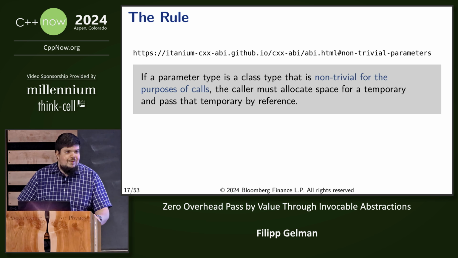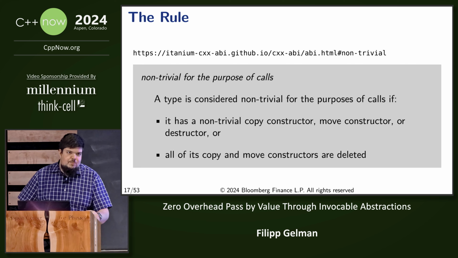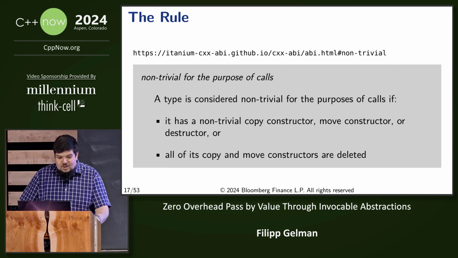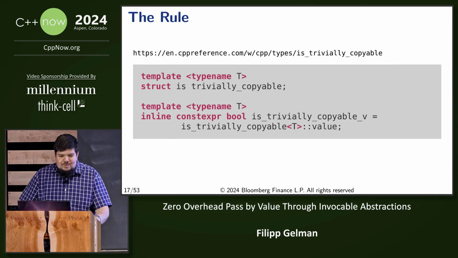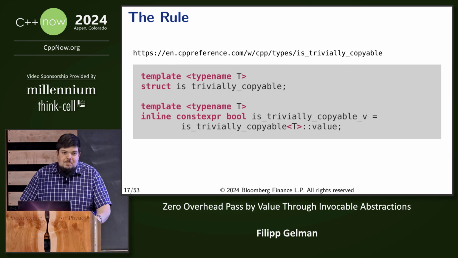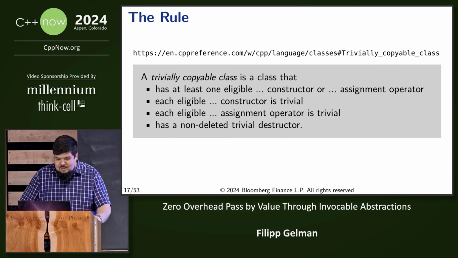And what's non-trivial? Well, non-trivial is basically what we think it is. It's something that's not trivially copyable, movable, etc. Well, fortunately for us, we have a type trait which checks essentially that property of a class. So now we can kind of put it all together and use it, or abuse it, as I might say.